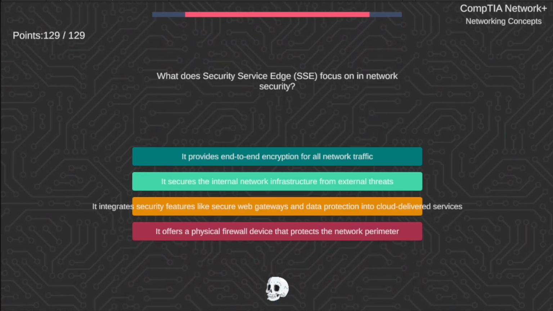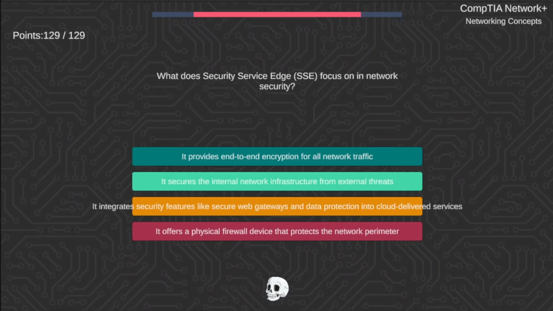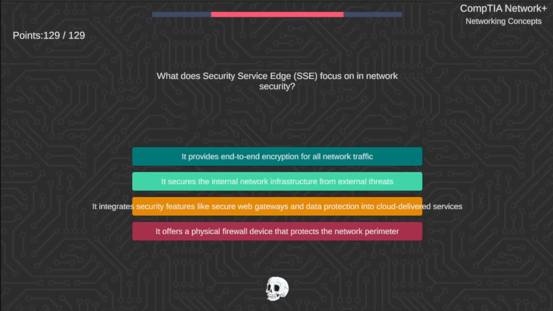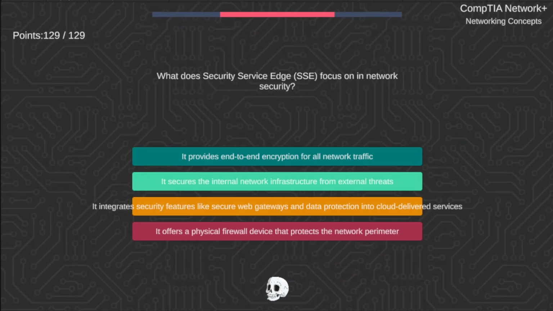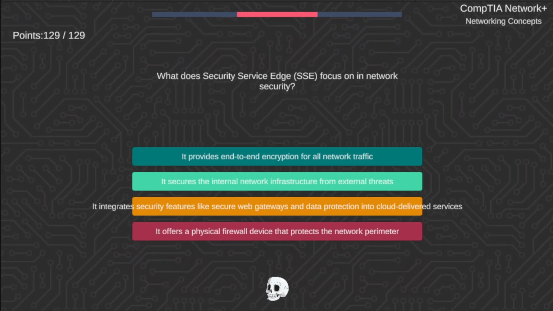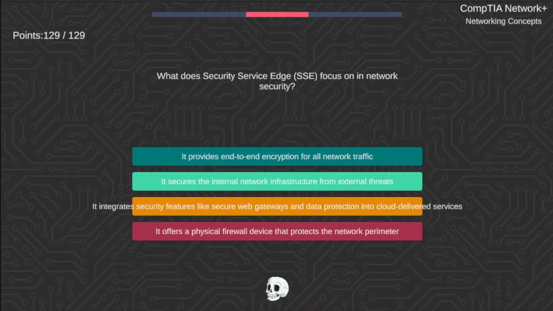It provides end-to-end encryption for all network traffic. It secures the internal network infrastructure from external threats. It integrates security features like secure web gateways and data protection into cloud-delivered services. Or it offers a physical firewall device that protects the network perimeter.